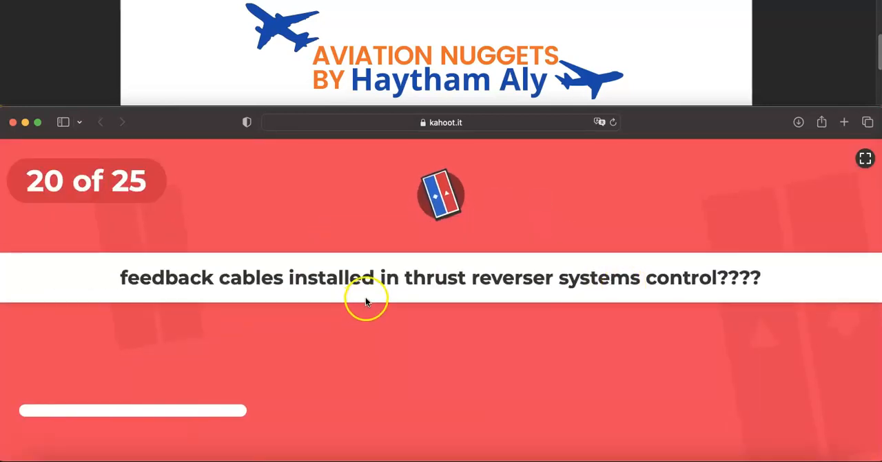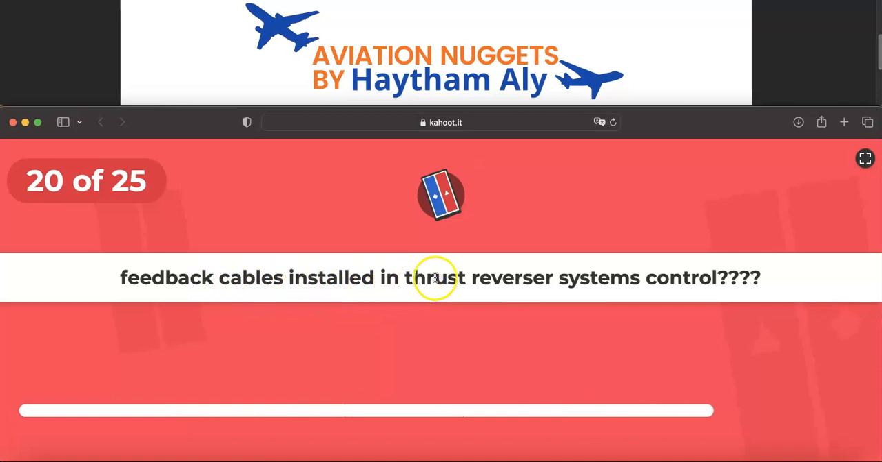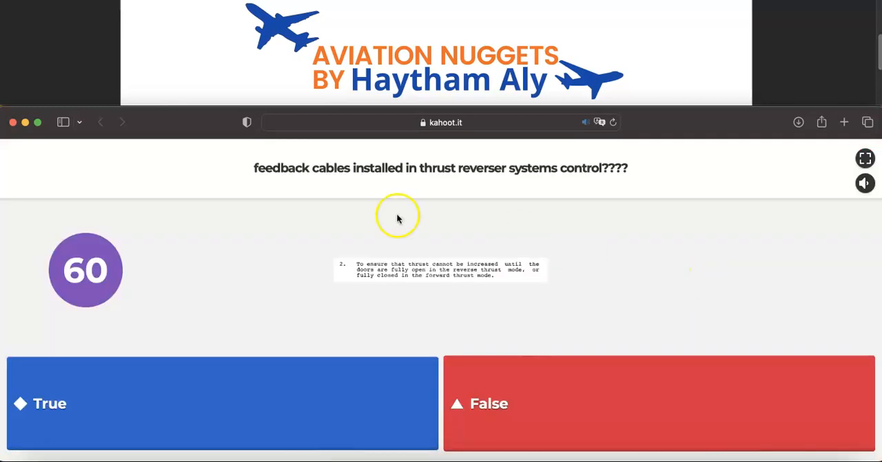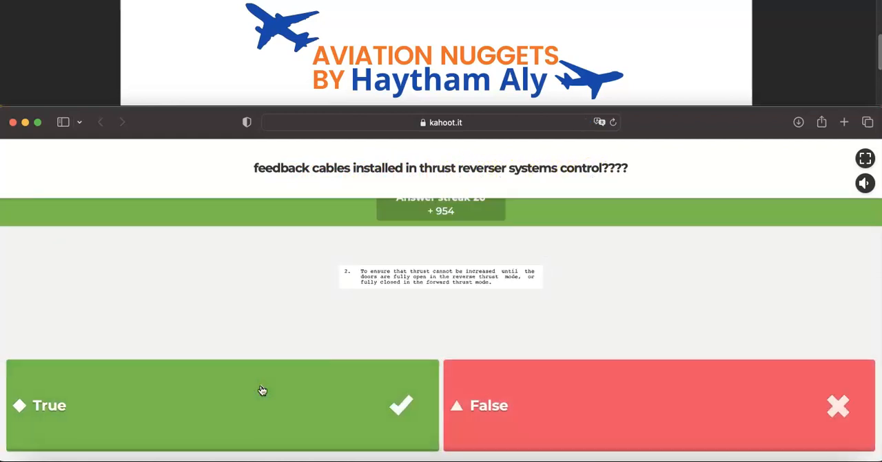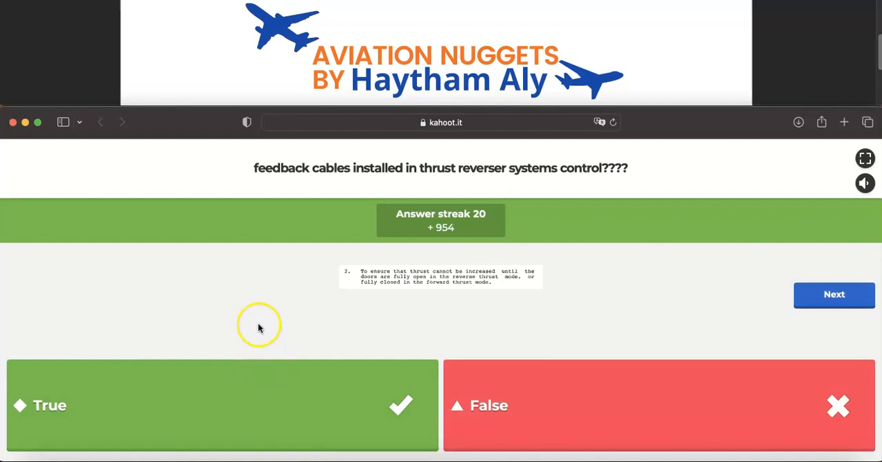Last five questions. Feedback cables are installed in the thrust reverser system control. Yes, this statement is very true.